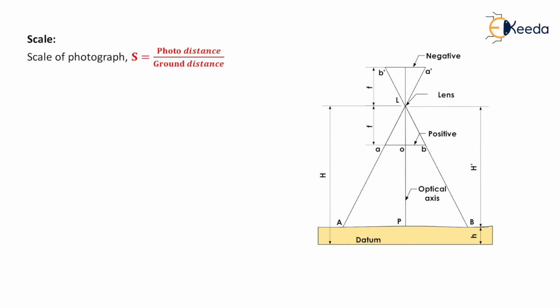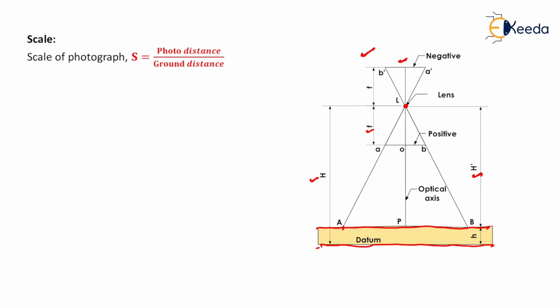Okay, this is a ray diagram of photograph. That is the lens of the camera, that is the negative of the camera, and the negative will lie at a distance of small f, that will be the focal length of the camera, then the positive will be at the same distance f on the front side of the lens. And this is the ground level which is shown here, and this is the datum surface. Now the flying height of the aircraft above the datum is represented as capital H, and above the ground level is known as H dash.